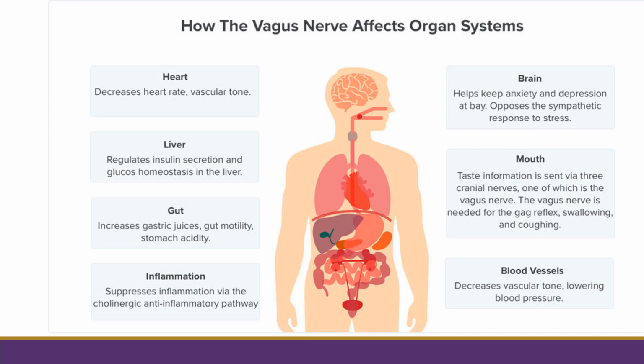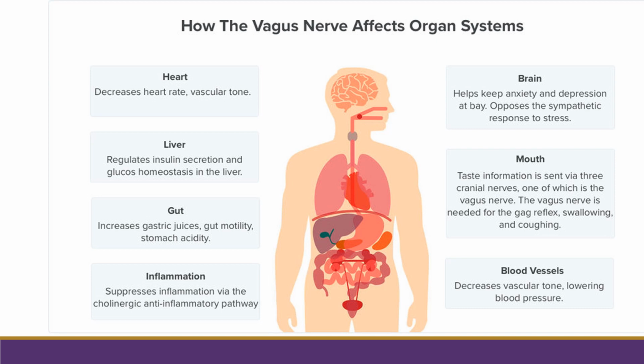How the vagus nerve affects organ systems. So this one brings it together for us. The heart: we went through that, decreases heart rate and vascular tone, kind of chills you out. So vagal nerve stimulators are kind of all the rage in the neuro world right now, and I find the information quite fascinating. But we'll talk about that on another day.